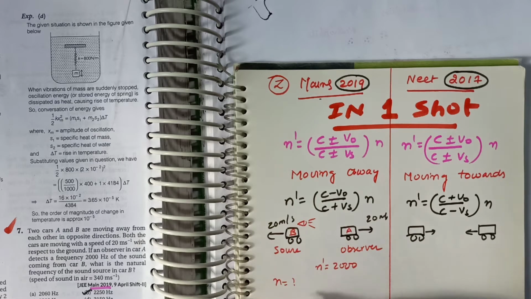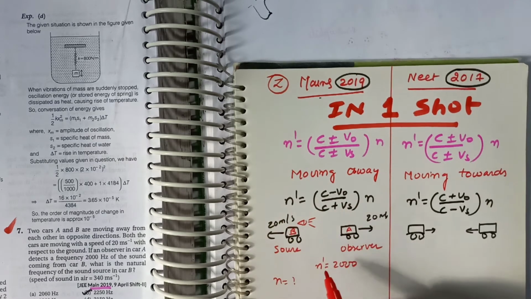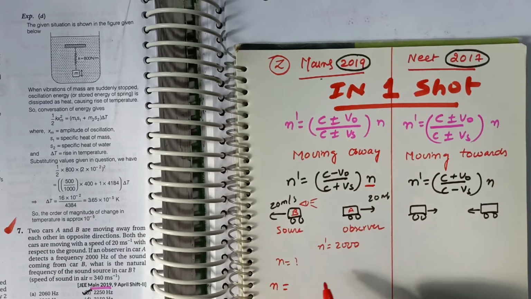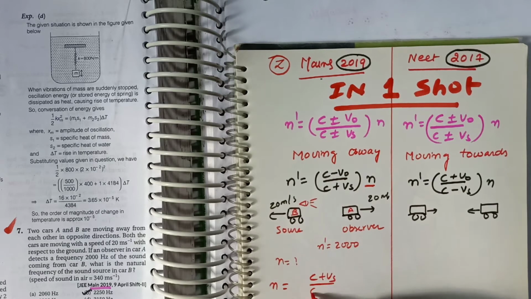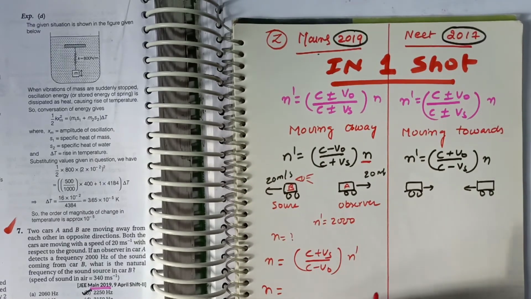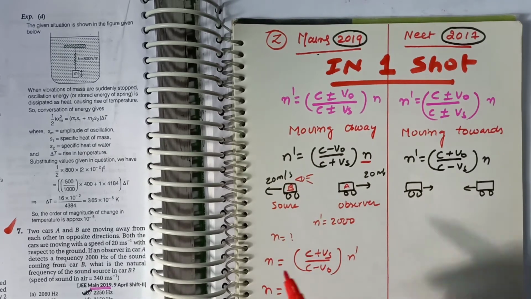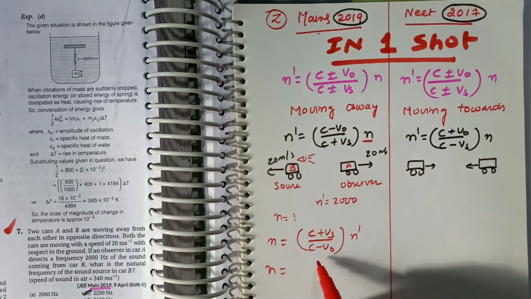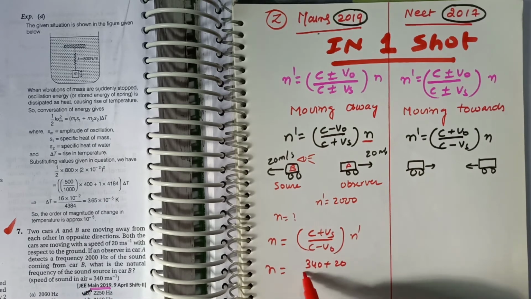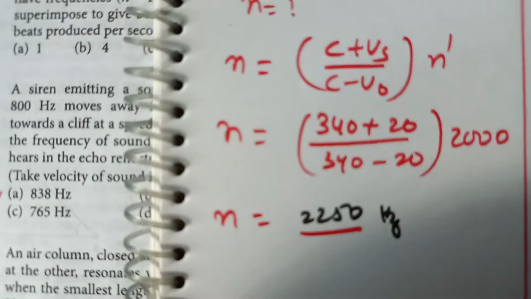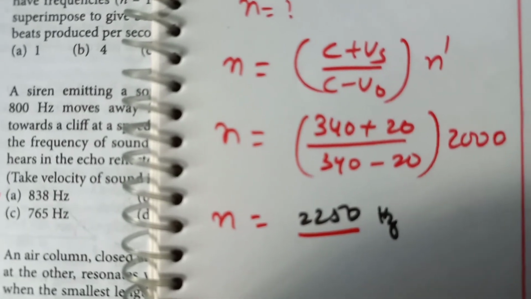Let us see here. So it's a very simple formula you are going to apply. This is the formula you are going to apply here, and you are going to find out what is n here. So you just write n is equal to (C plus Vs) by (C minus V naught) into n dash. That's it. Okay, so what are you going to do now here? So what is the speed of the sound produced here? 340. Just write 340 plus 20 by 340 minus 20 into the apparent frequency. So finally you are getting the answer as 2250 here.